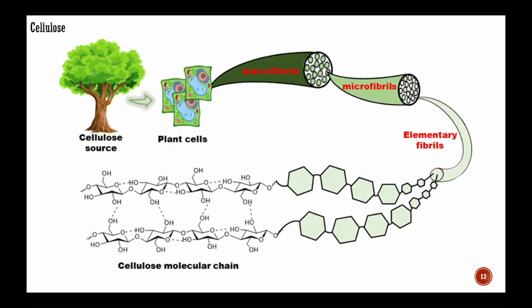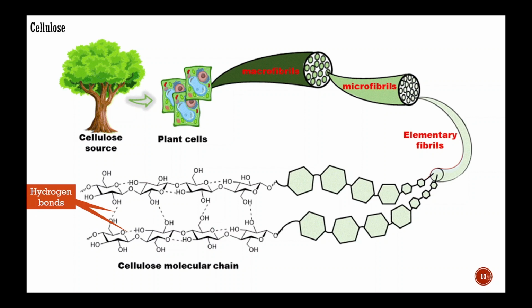Cellulose is the most abundant organic compound on Earth. More than 50% of the carbon in plants is found in the cellulose of stems and leaves, and wood is largely composed of cellulose. Cellulose consists of long chains of glucose.